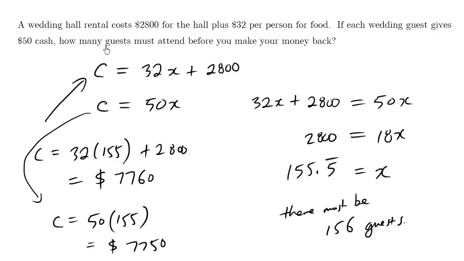So the idea of actually making our money back means we're going to be in the positive. We're not going to be at a deficit. We're going to have to go up one more person, which is 156. So the key to coming up with these two equations is to think about visualizing what a graph would look like. And always remember that you can't chop people in half. You have to round up.